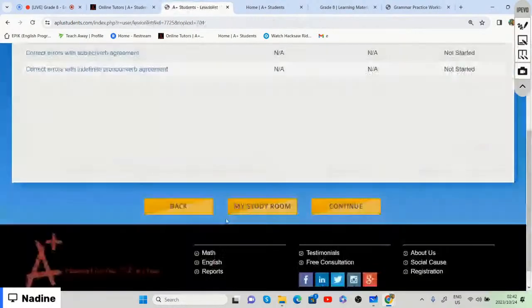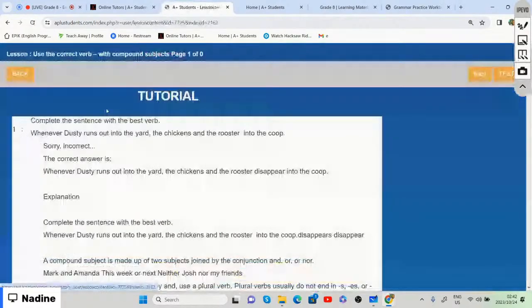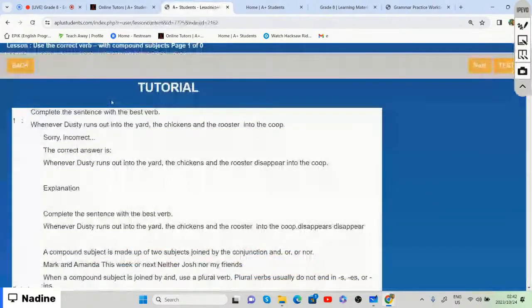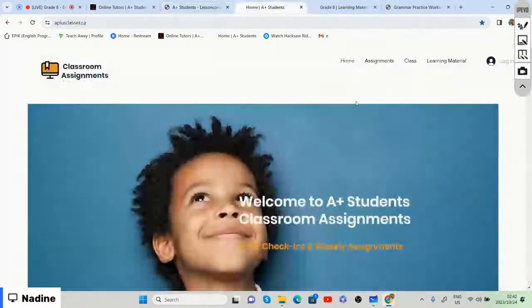All right. So now we said subject verb agreement, right? It is a compound subject that is made up of two subjects that are joined by the conjunction and or nor, right? So now let us go to A Plus Classes dot CA.